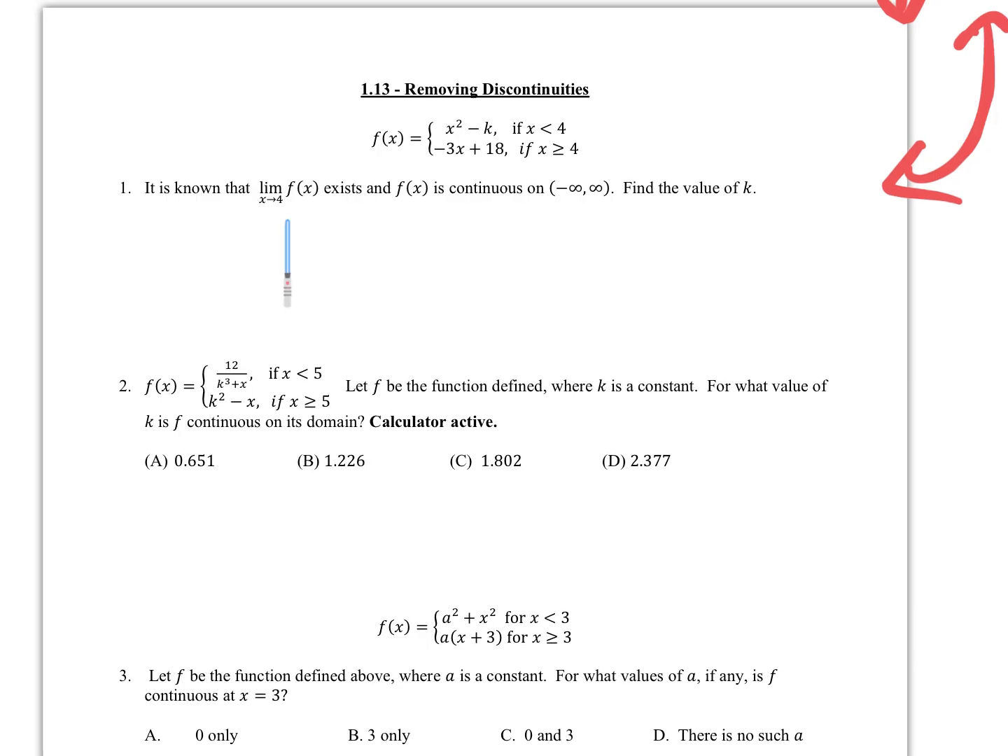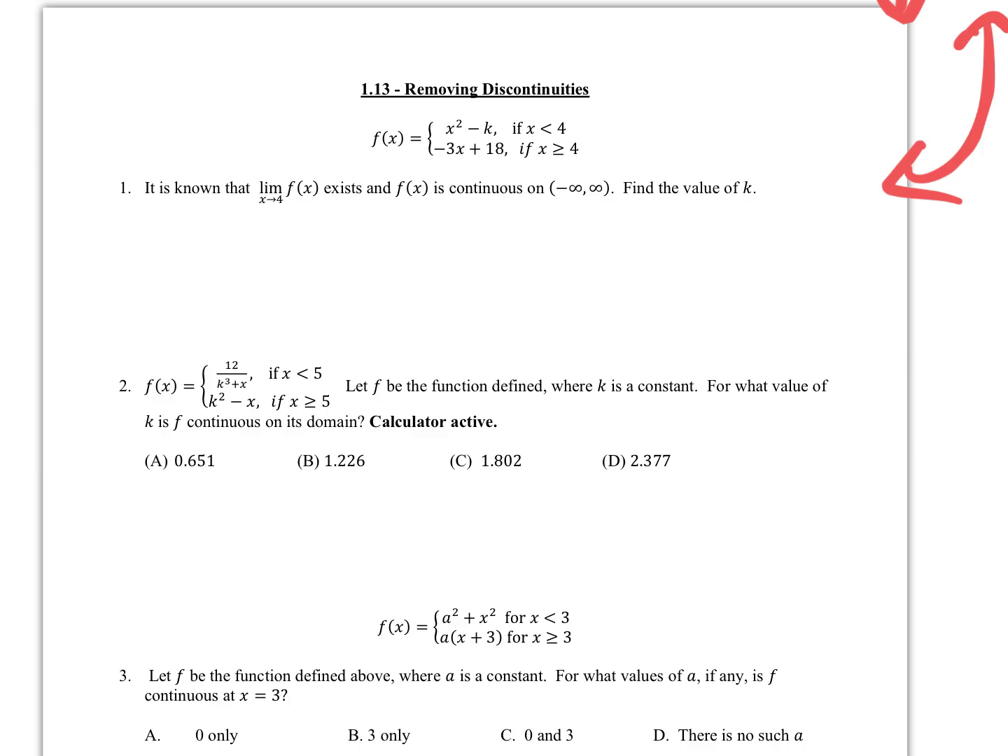It says, it is known that as x approaches 4, the limit does exist and the function is continuous. So they want us to find the value of k. And you guys, this is a piecewise function. At 4, something is maybe going on. But since it's continuous, do you agree from the left and from the right, it has to equal each other, and the value of the point has to be the same too. So from the left of 4 and from the right of 4, they have to equal. How could I write an equation with that? Set them equal to each other. Thanks, Kale. He says set them equal to each other.